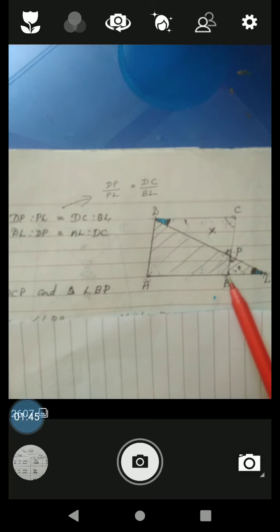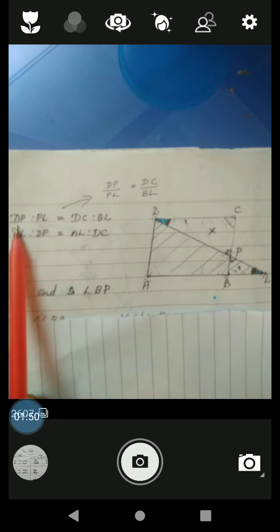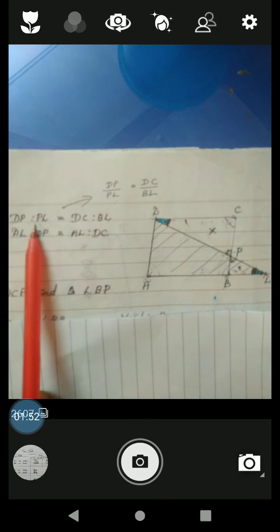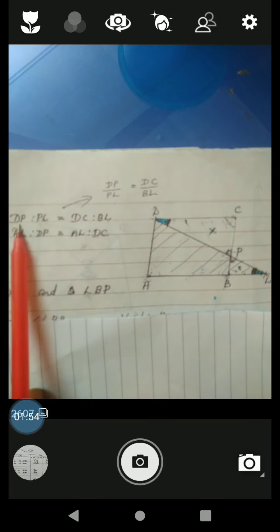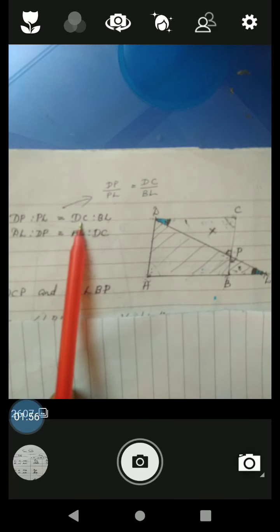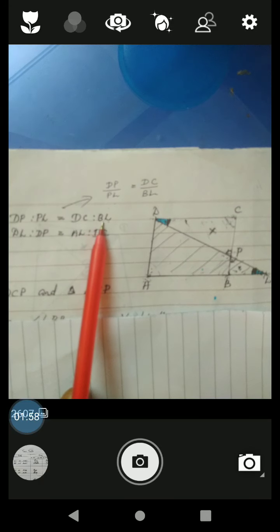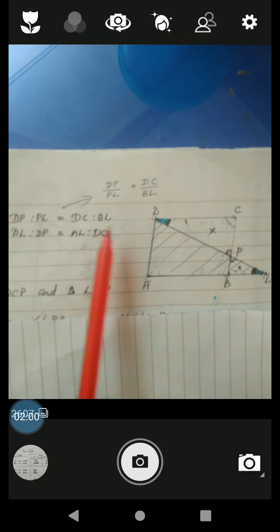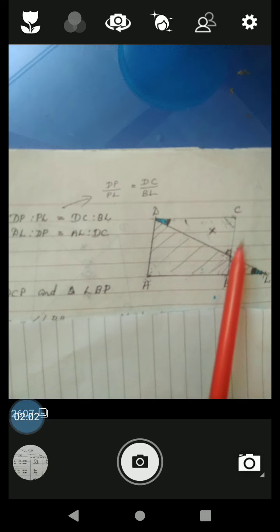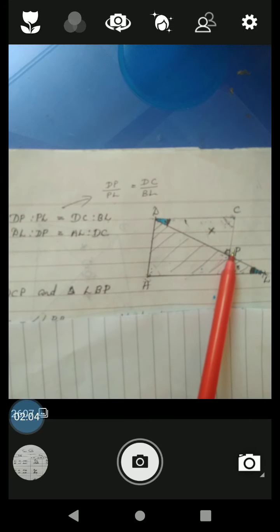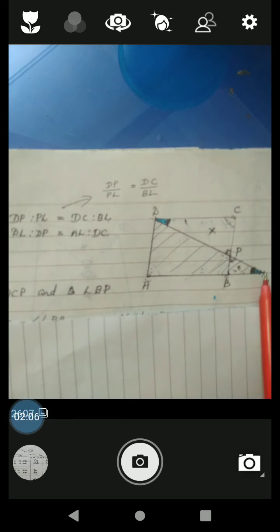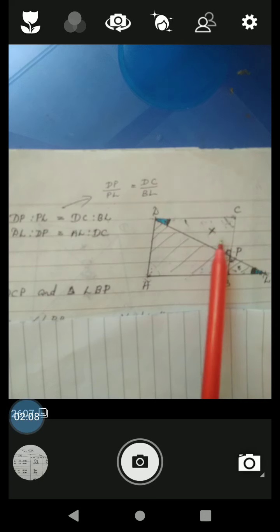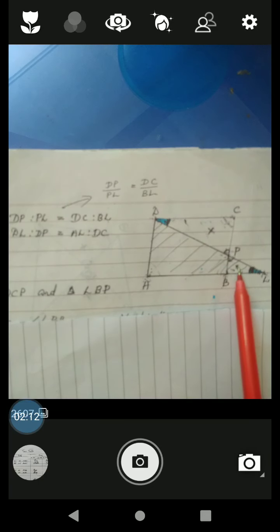Okay. Now, which two triangles can we consider? First you have to check what is to be proved. DP is to PL is equal to DC is to BL. So we can consider two triangles, DCP and LBP. These two triangles we can consider. Can you prove these two triangles are similar?